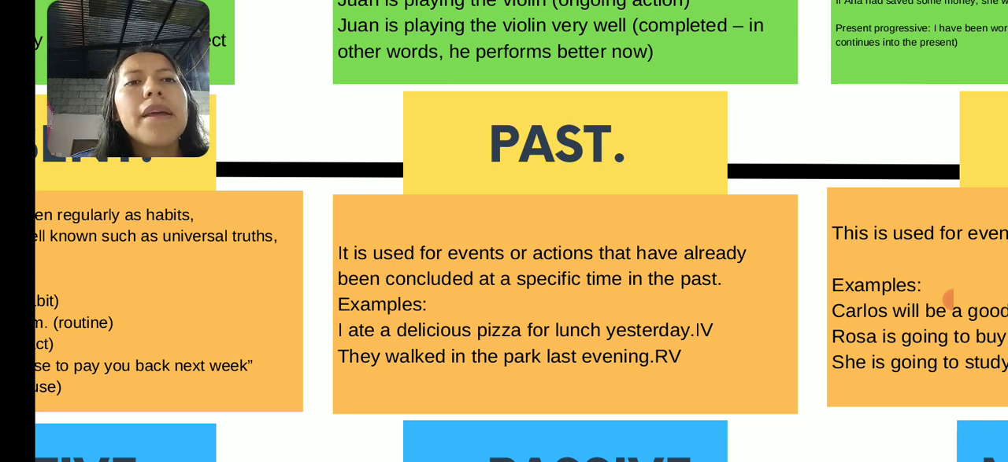The second one is they walked in the park last evening. In this sentence we also use a verb, but in this case it is a regular verb, because we add the ed to the verb.